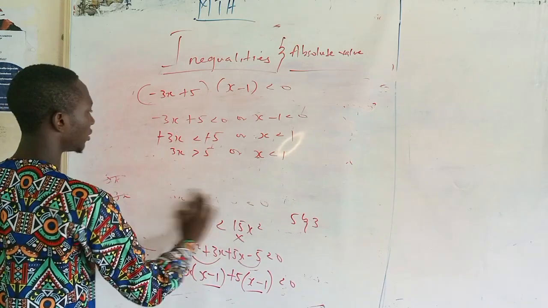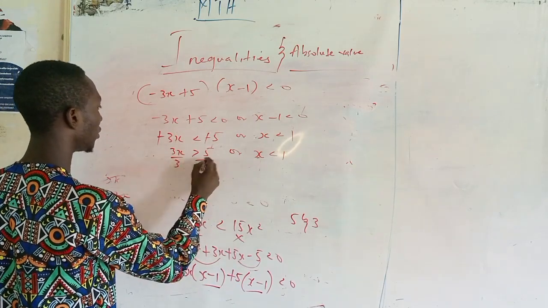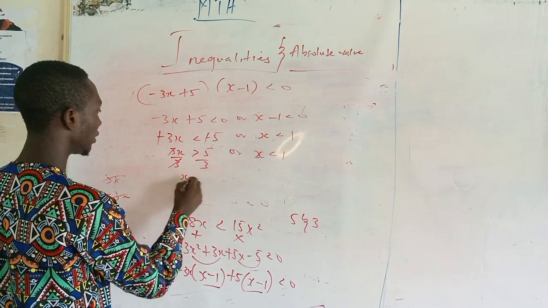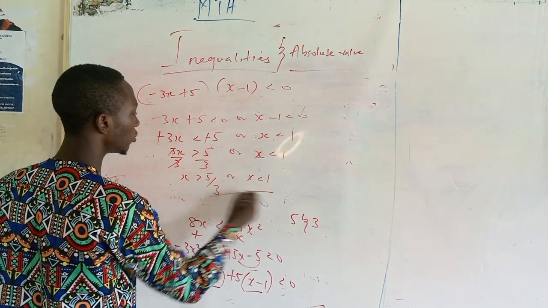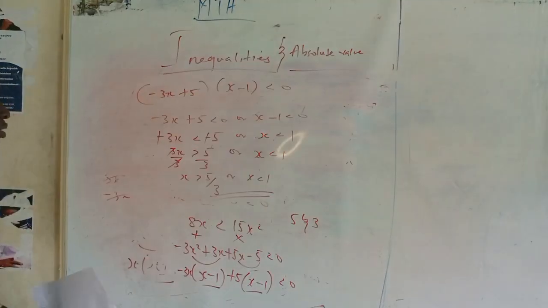So what do I have next? Divide both sides by 3. So x is greater than 5 over 3, or x is less than 1. So these are the values for what? X. So simple as that.